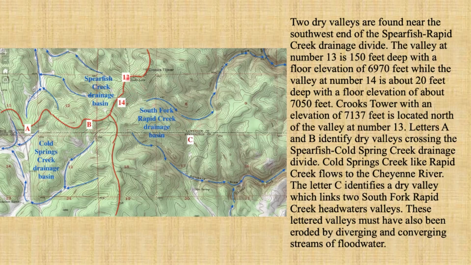So anyways, Cold Spring Creek here flows in a south direction to join the Cheyenne River, but it joins the Cheyenne River further to the west of where Rapid Creek does. And so we've got a major north-south drainage divide here, and we've got evidence that water flowed across it.